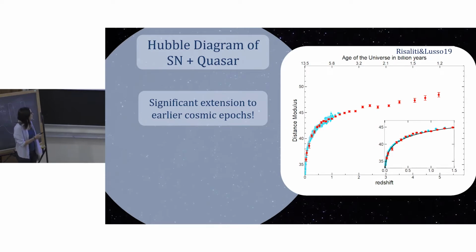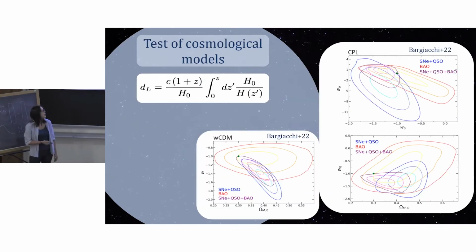So if we extend this Hubble diagram, we can now use it to test cosmological models, as I was saying at the beginning. And there are many ways to do this. One way is to assume a cosmological model and then use the data to constrain its parameters. Now, before I show you the wCDM and CPL models, now you see why they were useful. But this is simply to show a work which we recently published, where the main author is Giada Bargiacchi, and in which we tested different cosmological models with supernovae, quasars, and also BAO, which is another kind of cosmological probe.